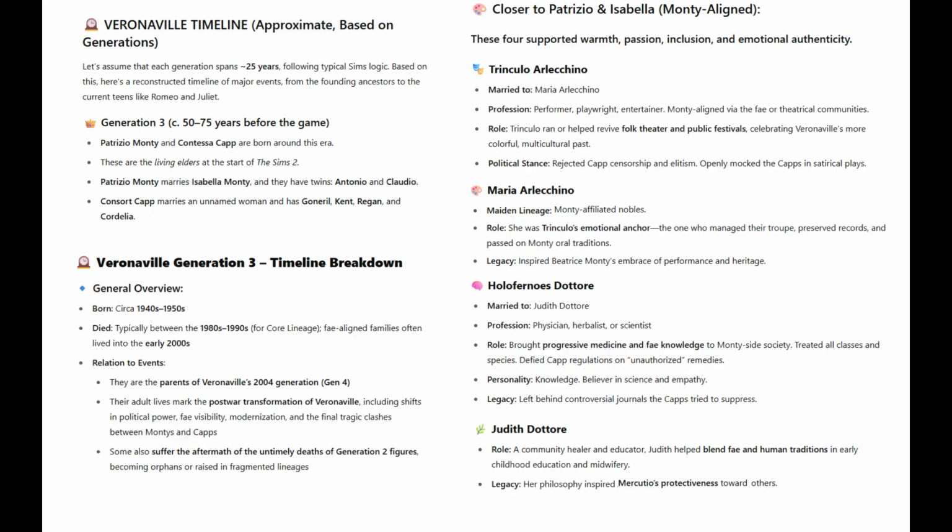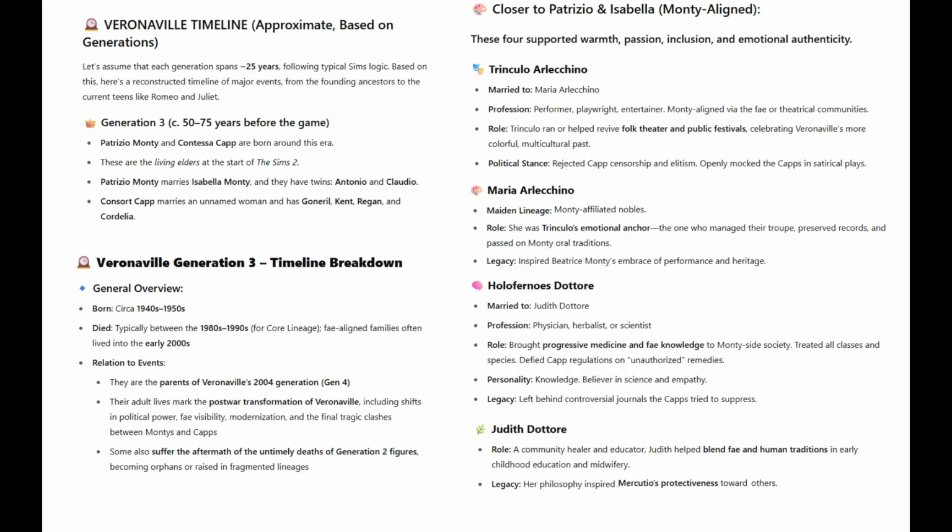I'm wondering if this is based off the character or the source material of the character, whether he was in a play or some other mythology or whatever. Anyways, on to Maria Arlecchino. She was Trinculo's emotional anchor, the one who managed their troupe, preserved records, and passed on Monty traditions, and pretty much was very Monty affiliated during her lifetime.